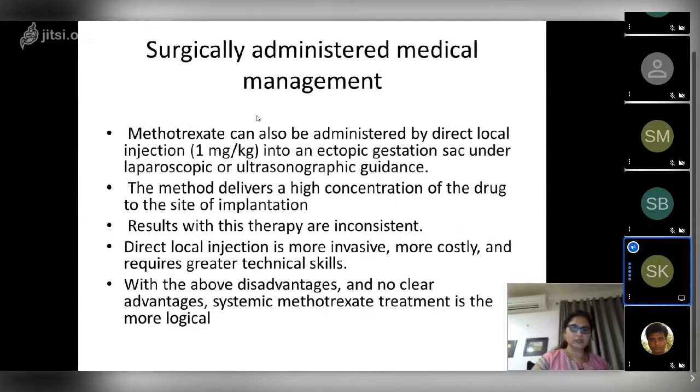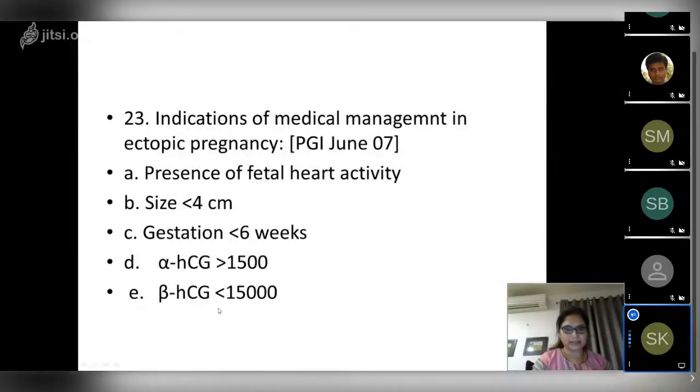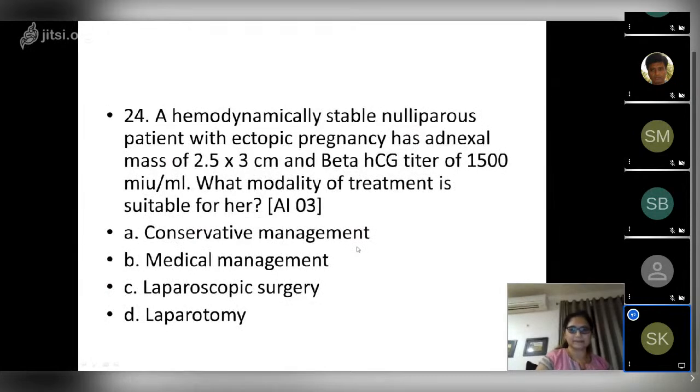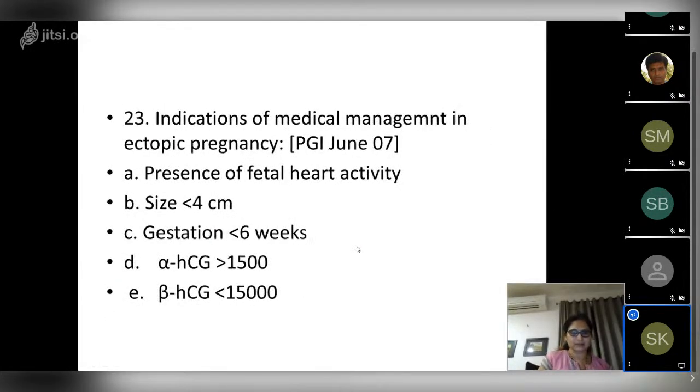So is it clear to all of you? Greater than 1500 or beta HCG less than 15,000? Live streaming is on. What is the indication for medical management in ectopic pregnancy amongst these 5? Yes, students? We just discussed this, is it not now?